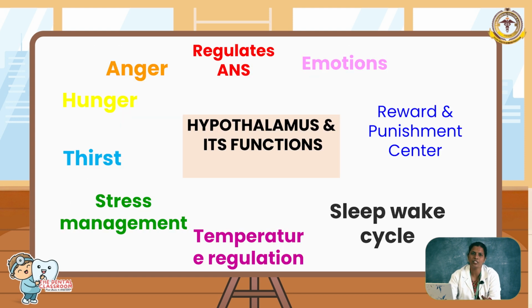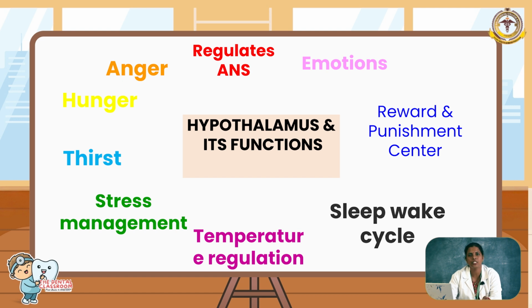There are many functions for your hypothalamus. Let's see one by one. They regulate your anterior pituitary hormones, especially the releasing and inhibiting hormones of your hypothalamus like GHRH, GHIH, PRH, PIH. What is GHRH? Growth hormone releasing hormone and growth hormone inhibiting hormone are essential for the regulation of growth hormone secretion. And for the prolactin hormone, you have prolactin releasing hormone and prolactin inhibiting hormone.